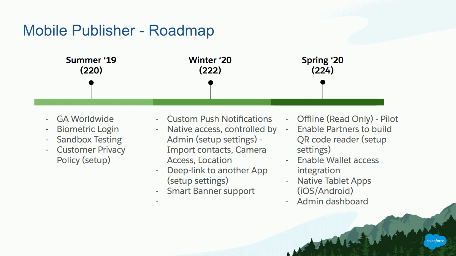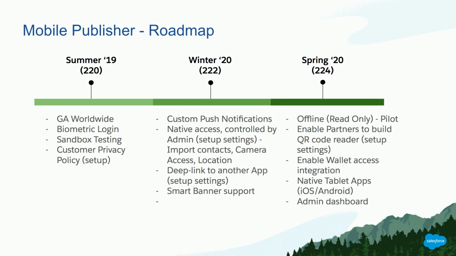Winter 20, really happy to announce this: we are going to have custom push notifications. That means the ability of going into Process Builder and defining the process for which you want a push notification generated. So in Winter 20, you will have that ability. You'll be able to go into Process Builder, define a process, and then have a push notification generated for that.